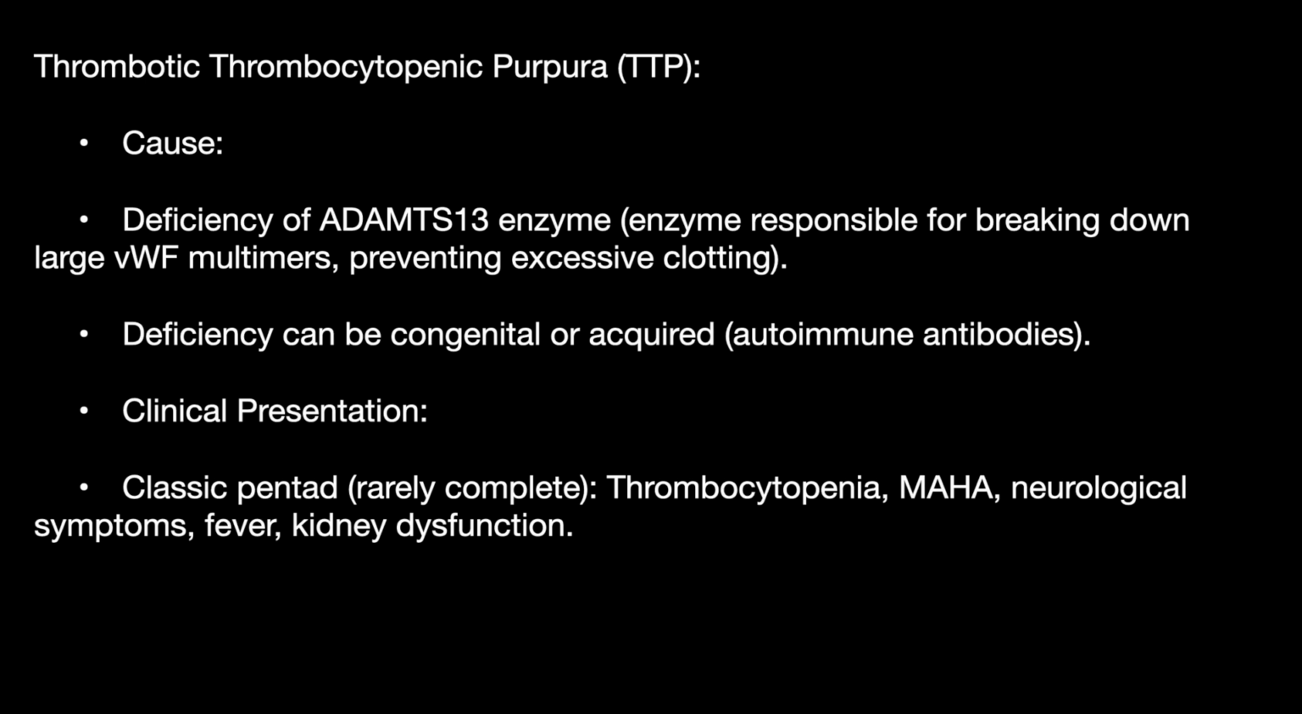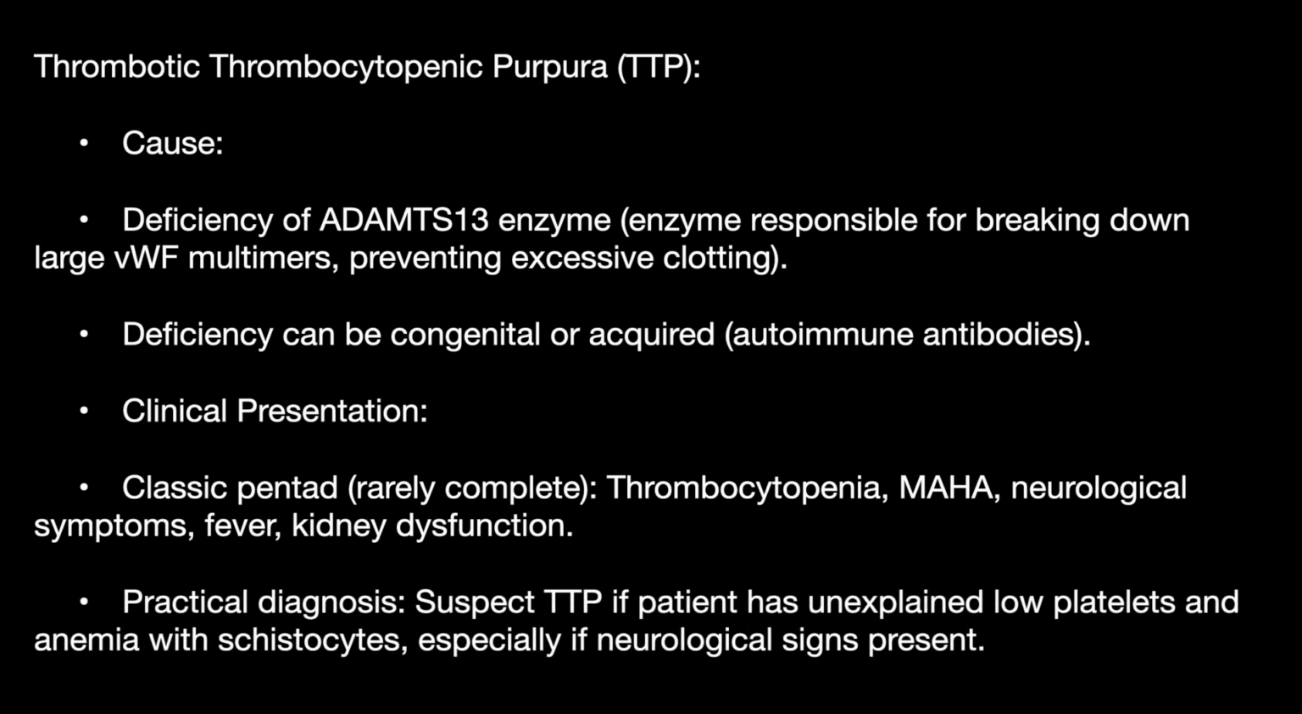then the patient may present with the clinical pentad, which is, as we have already discussed, thrombocytopenia and MAHA. Apart from this, in TTP you will find, which is very important, neurological symptoms, fever as well as renal dysfunction. Neurological presentation is very, very critical to identify and diagnose TTP. The practical diagnosis is to suspect TTP in patients with unexplained low platelets and anemia with schistocytes, especially if you find neurological signs.